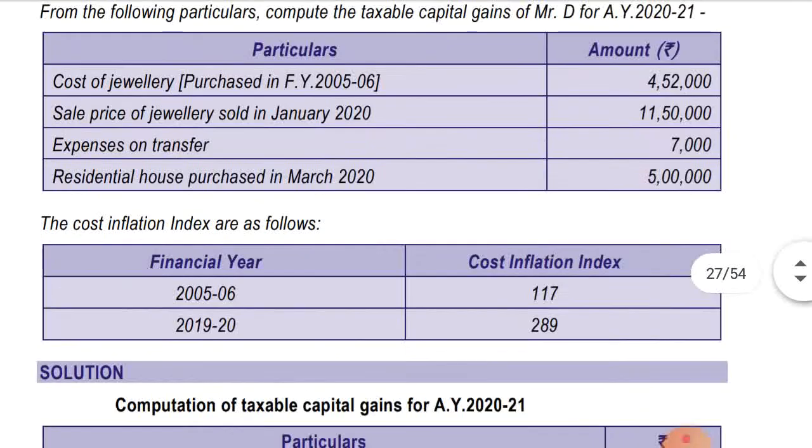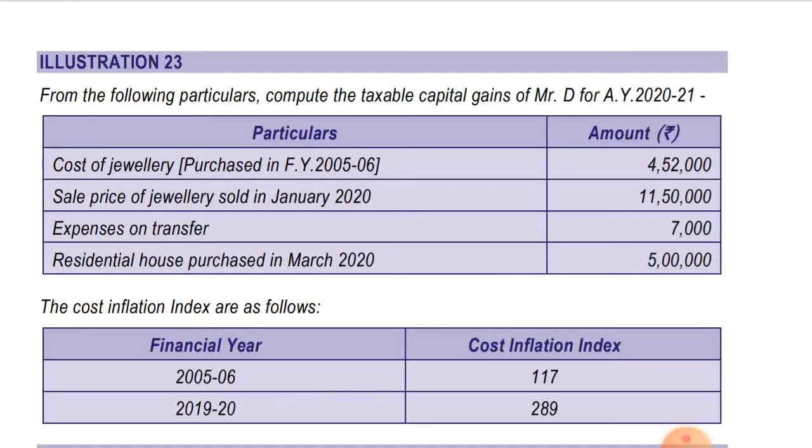Now moving to illustration number 23. From the following particulars, compute the taxable capital gain of Mr. D for the assessment year 2021. Okay. Cost of jewelry is given, purchased in financial year 5-6, and cost is 4,52,000. Sale price of jewelry sold in January 2020, that is 11,50,000. Expense for transfer is 7,000. Residential house property, house purchased in March 2020, is 5 lakhs.